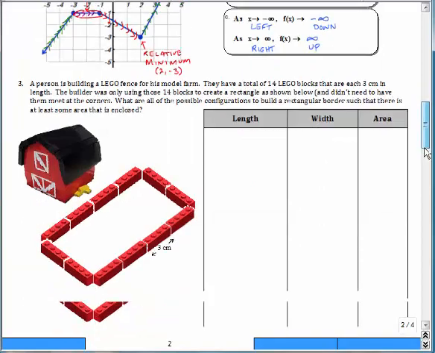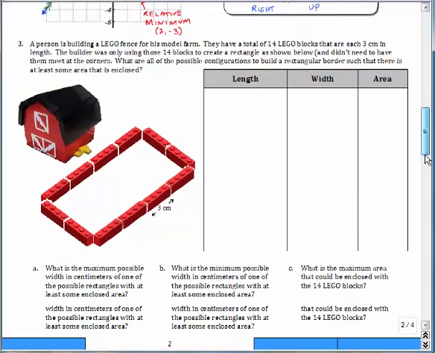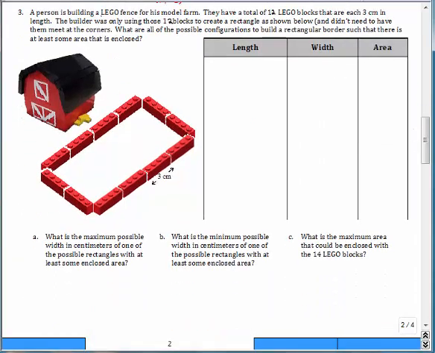Okay, now we're going to try looking at these same things using applications. A person is building a Lego fence for his model farm. They have a total of 12 Lego blocks, and they are 3 centimeters in length. The builder is only using 12 blocks to create the rectangle as shown below. You can see 1, 2, 3, 4, 5, 6, 7, 8, 9, 10, 11, 12, and they didn't need to meet at the corners. What are the possible configurations to build the rectangular border such that there's at least some area that is enclosed?